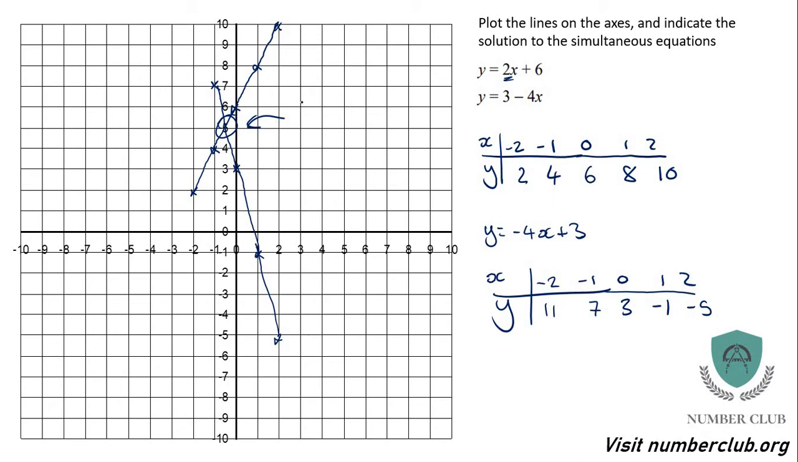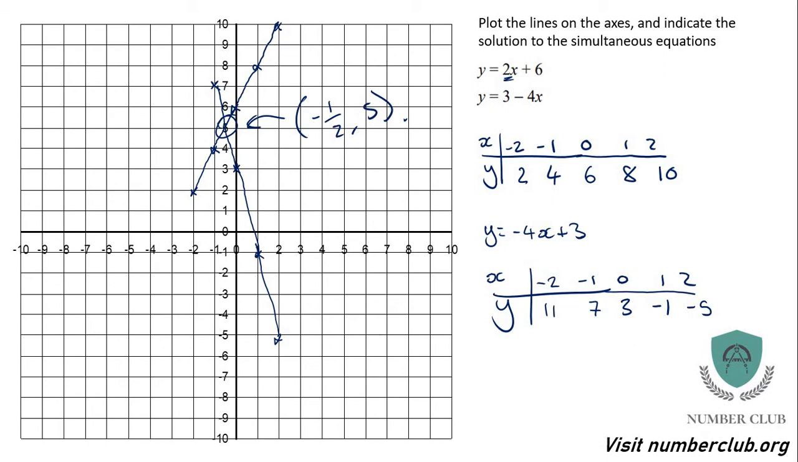It is the point negative 1/2, 5. The solution to the simultaneous equations is quite literally which value do I need to use so that I get the same output from each equation. So which value of x do I need to pick so that I get the same y for each equation? And it's negative 1/2. Okay?